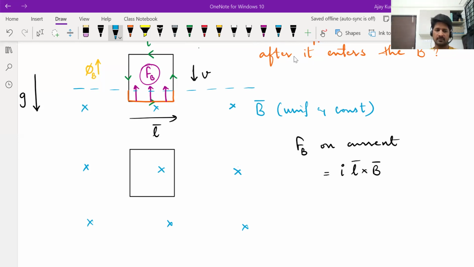No, sir. Why not? Because the magnetic field is uniform and the entire area is filled with the magnetic field. So there is flux through the loop, but that flux won't change. And if flux won't change, there won't be EMF induced, there won't be a current. If there's no current, there's no magnetic force at all. Only gravity will be acting on it. It will fall with an acceleration equal to g.